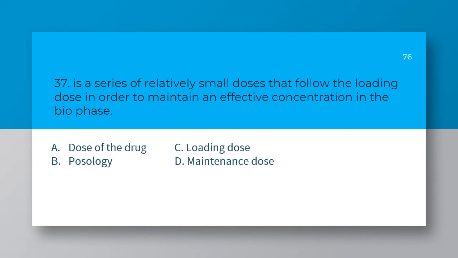Number 37 is a series of relatively small doses that follow the loading dose in order to maintain an effective concentration in the biophase.